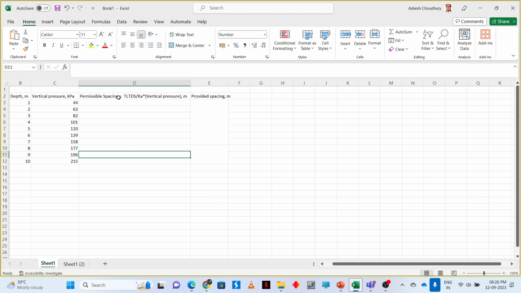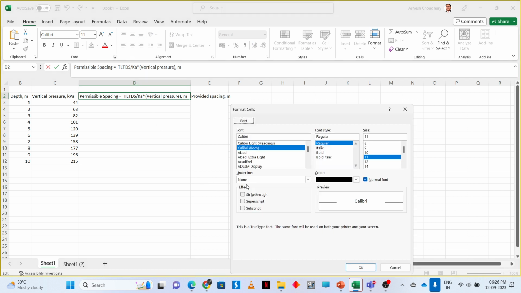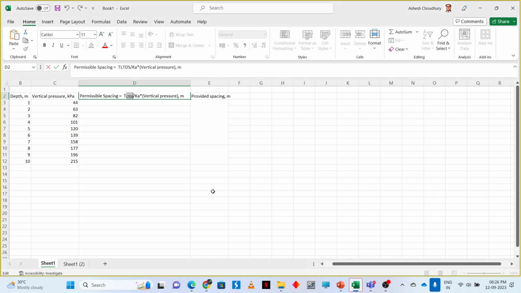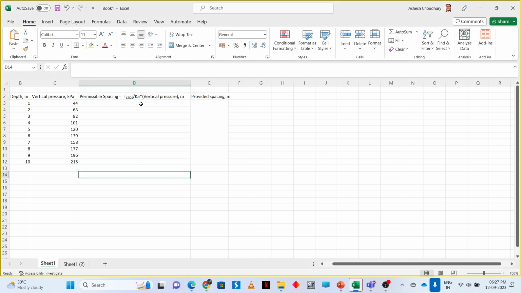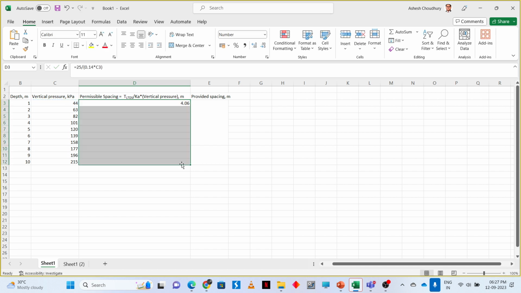Now the permissible spacing is equal to TLTDS, that is the design strength of the geogrid, divided by Ka times the vertical pressure. So we have design strength 25 divided by Ka, which is 0.14, times the vertical pressure. So we get this. This is the spacing.